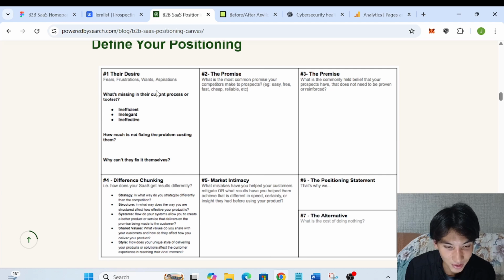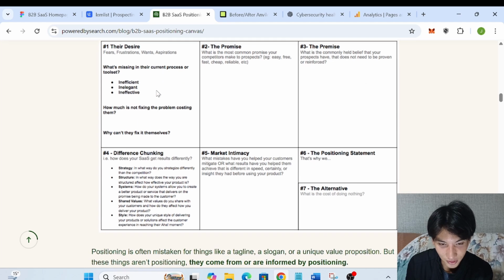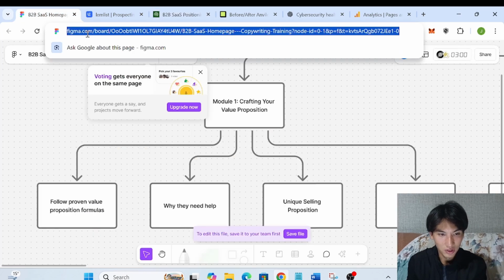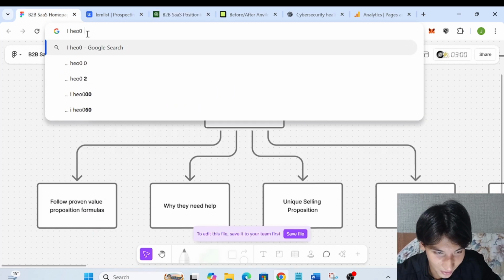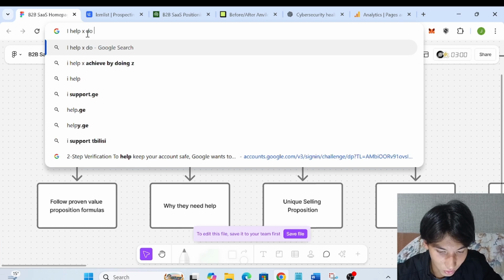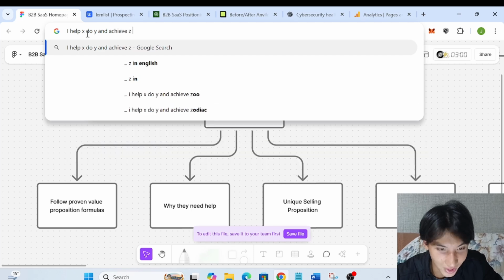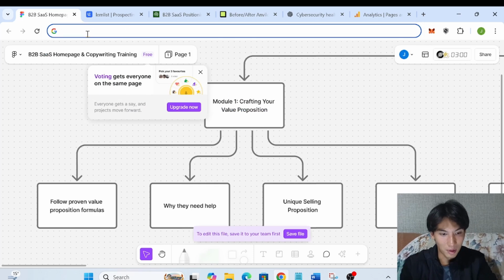And what's the promise? What's the difference? Like, for example, what are the gains? This isn't found on their site. And what are the withdrawals? Have you conducted a SWOT analysis on this to determine what the strengths are, what the weaknesses are, what the threats are, etc., etc., etc. And then after that, you can say, I help X company do Y and achieve Z outcomes. And that's your value proposition.